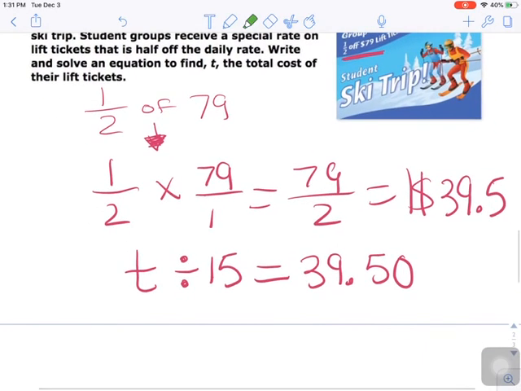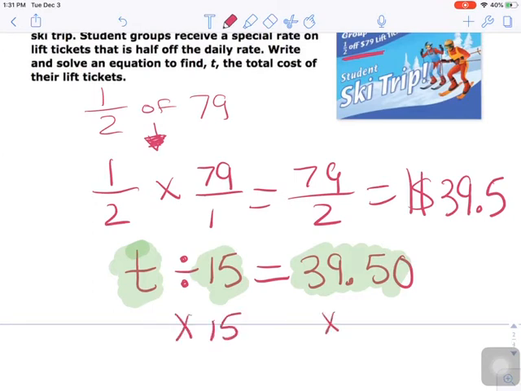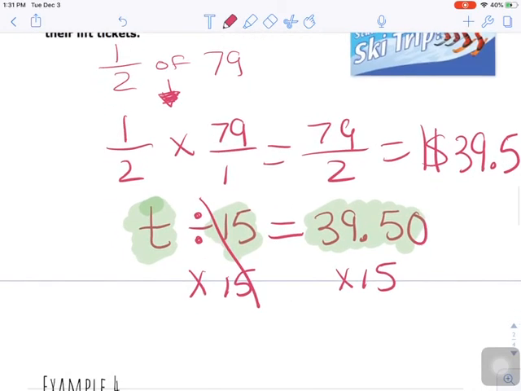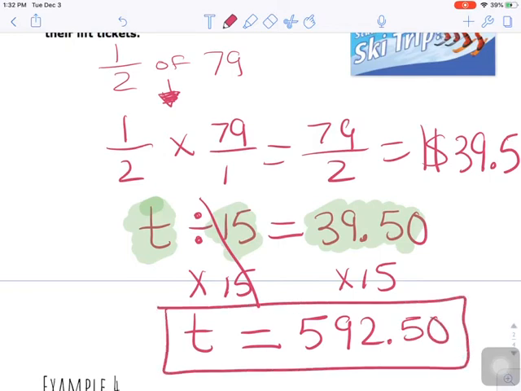So basically what this is saying is that we don't know how much the total is, but that total divided by how many people there are equals the cost of just one ticket. So to find the total, I want to undo my division. I want to multiply. So I'm going to multiply by 15 on both sides. These cancel out. So I'm going to have the total ticket price is $39.50 times 15, because there's 15 people. So I have $592.50 is the total cost of the ski trip if all 15 students go.